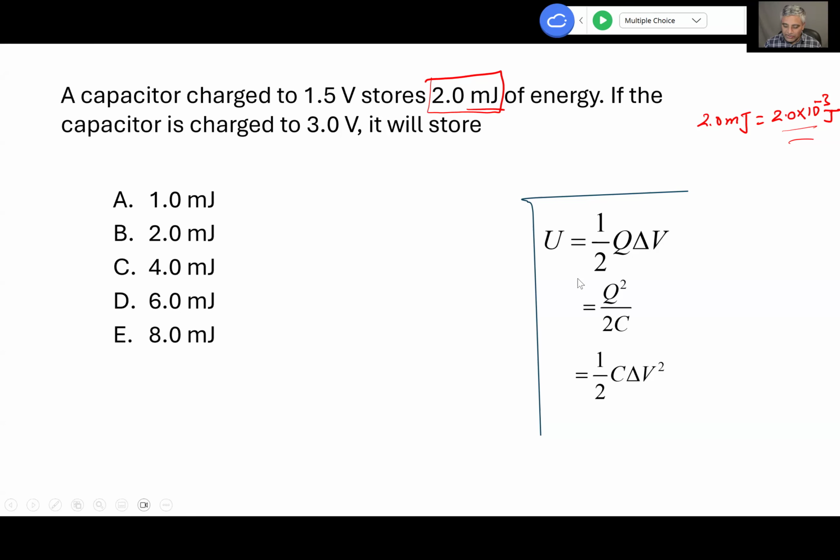Okay, so back to this question here. The answer is in millijoules, so even if you don't convert it, you should be fine. And you may not have to insert the number. Looks like you are doubling the potential to the same capacitor. What happens to the energy?